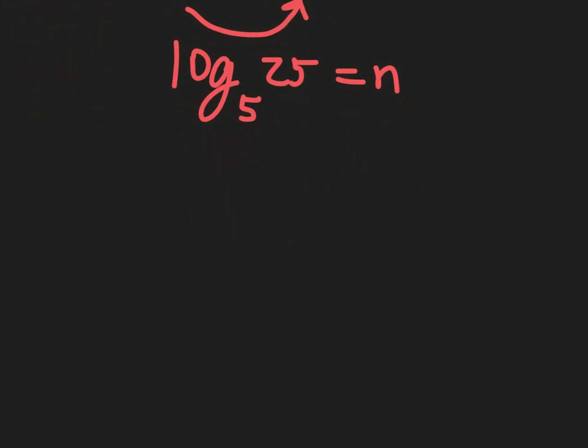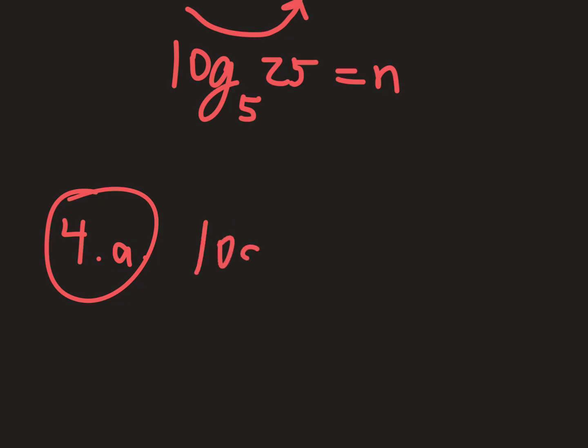And that was 3A. How about 4A? Mr. Breen, would you read that one? Log base 3 of 81. And what do they want me to do? Simplify it by first writing it in exponential form.